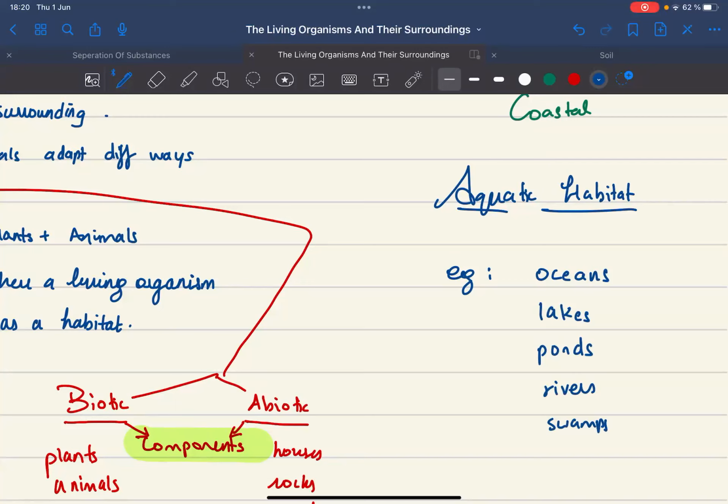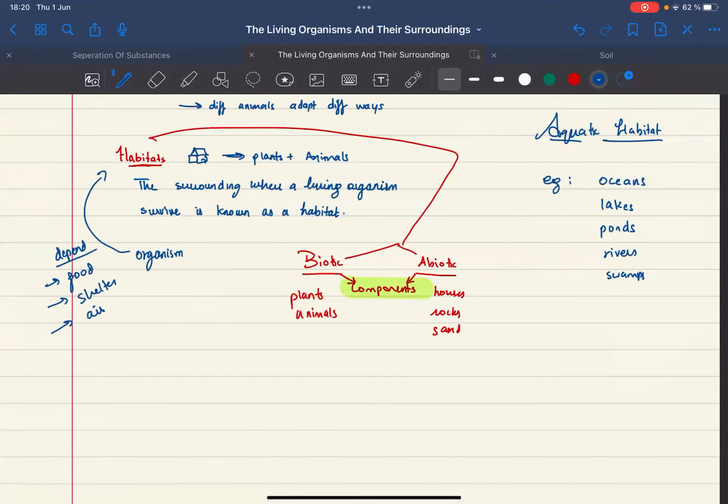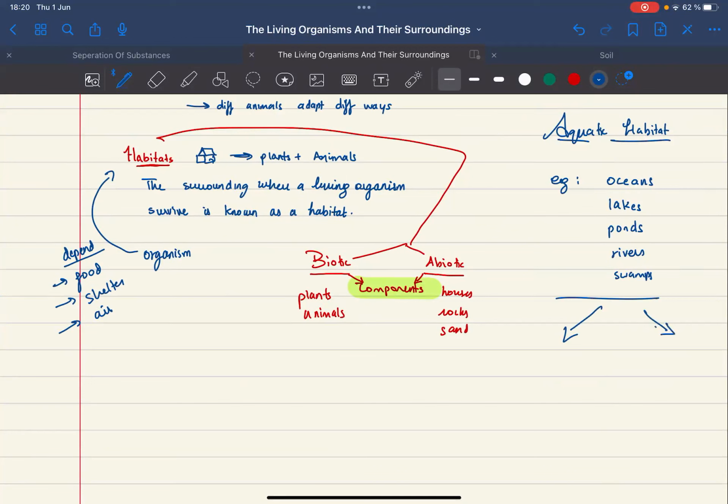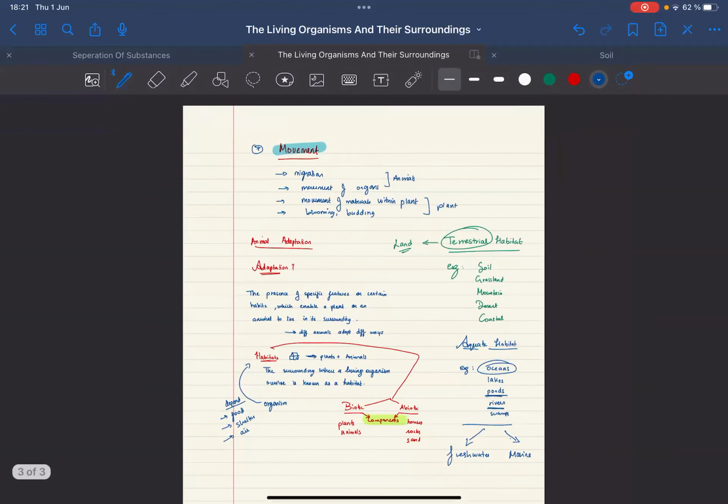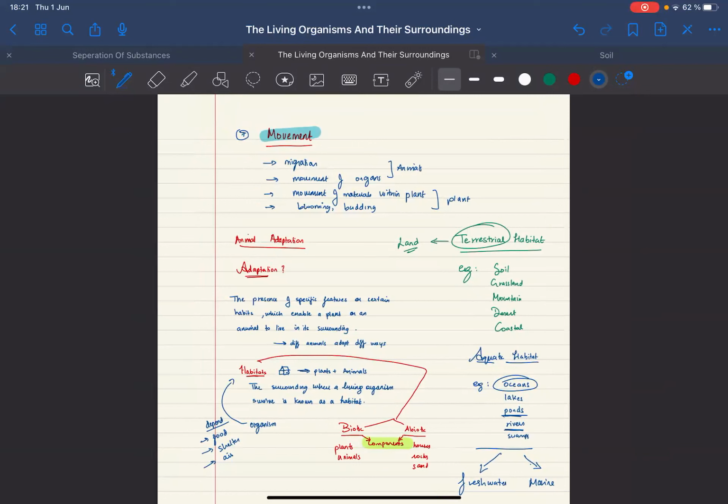So aquatic habitats can either be freshwater or marine water. Freshwater means the river, then the pond, all these are freshwaters. The oceans, that is a sea, all these are marine. So this is all you need to know. Please make note of it. Ask me if you have any doubts.